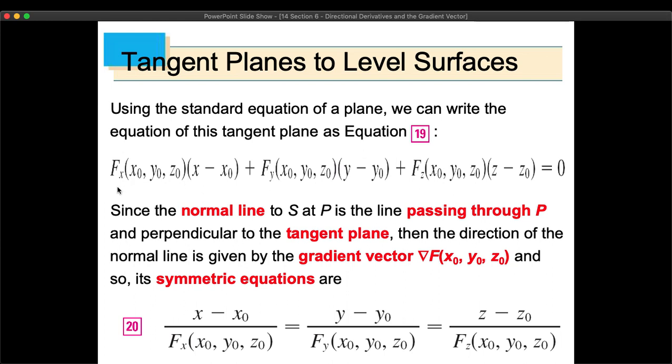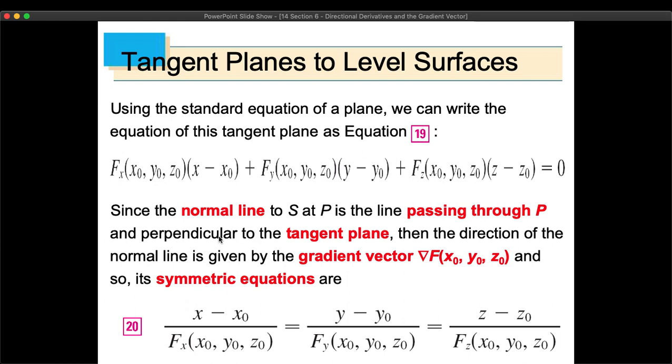All you really have to do is take the partial derivative with respect to x, evaluate it at a specific point, times x minus x sub 0, and then add that to the partial derivative with respect to y at a specific point times y minus y0, and the same thing for your z component as well. And this will give you the equation of a tangent plane to some surface.